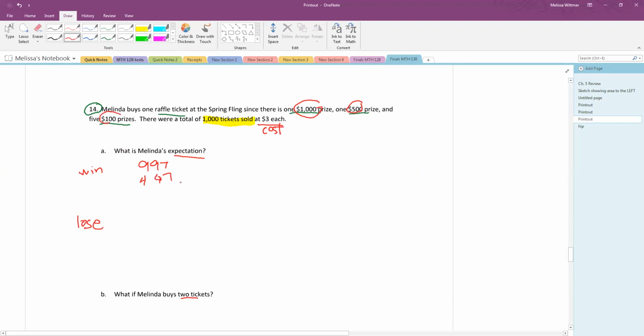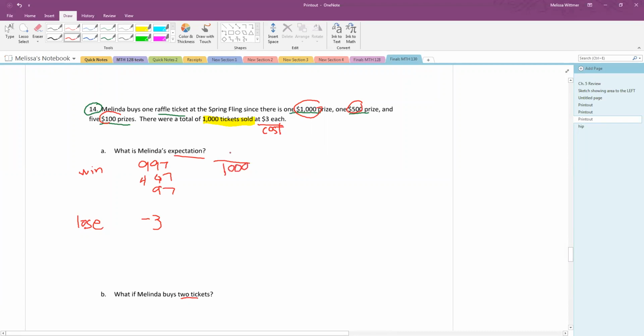There's 5 of these prizes, but you only list it one time. 100 minus 3, $97. And then losing is -3. So always make sure your loss is negative. Now the probabilities are going to be fractions. The total tickets is always the same. It's out of 1,000 tickets.